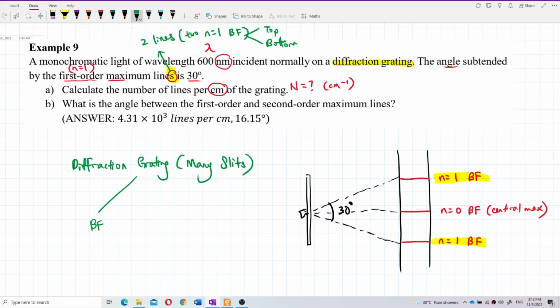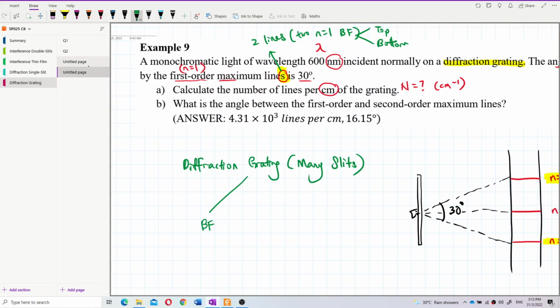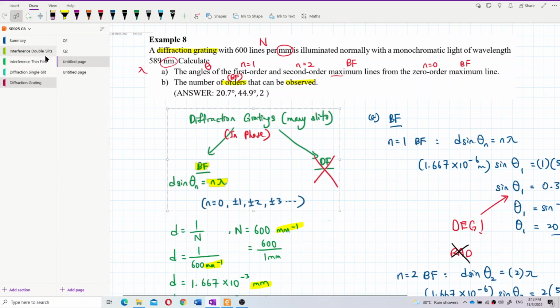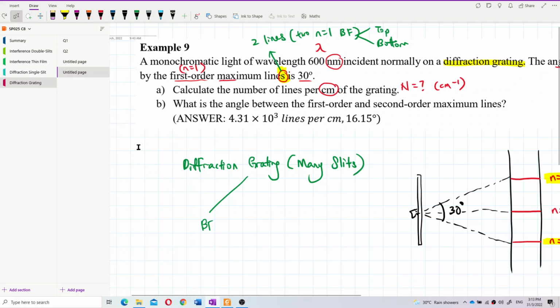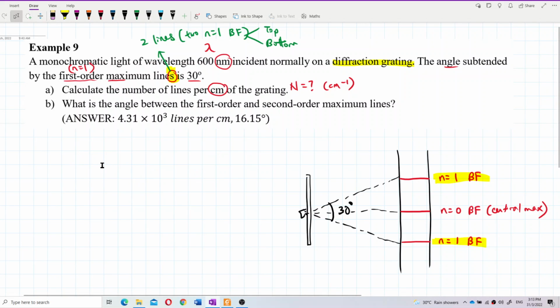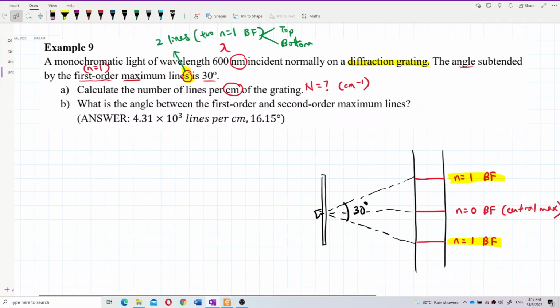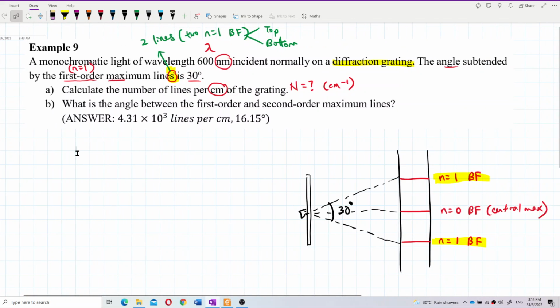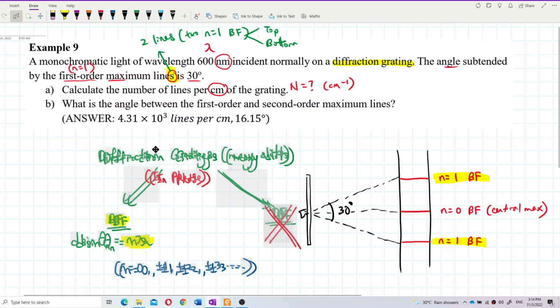Let me just copy the one from before. Yeah, this one, the same thing. Oh, what happened?